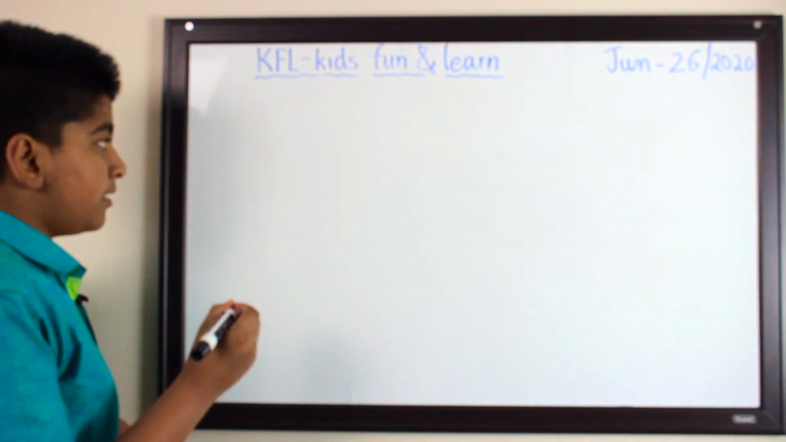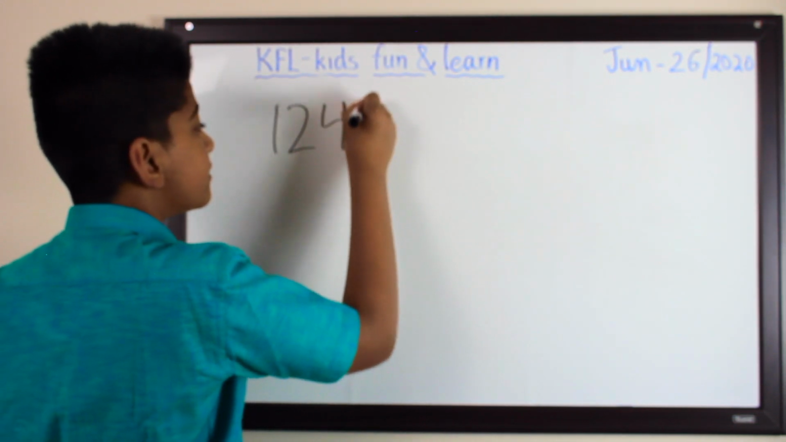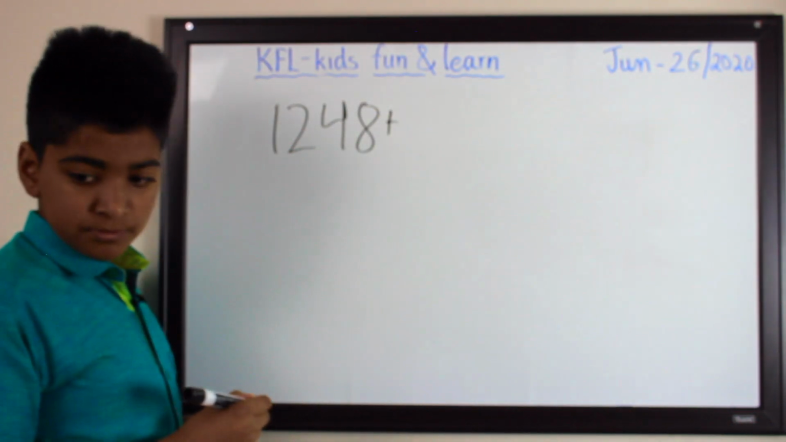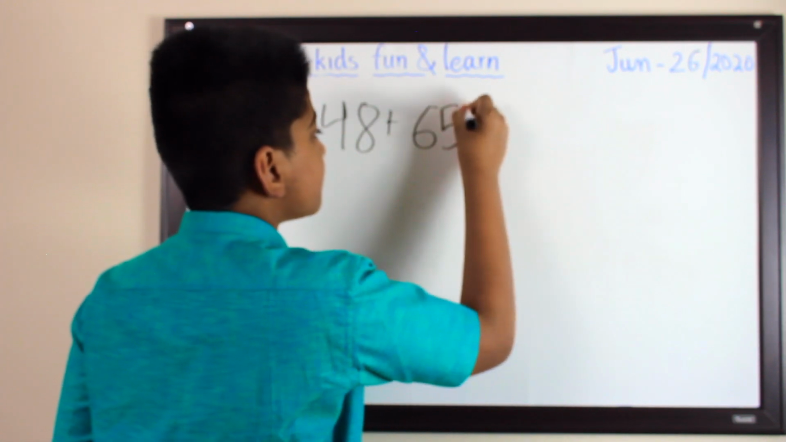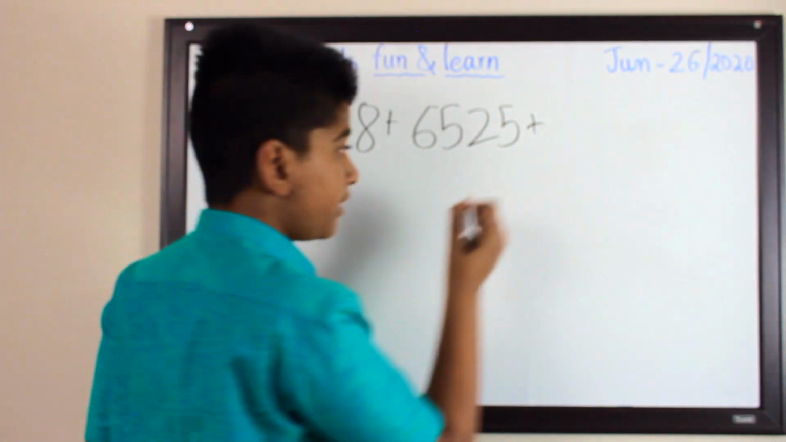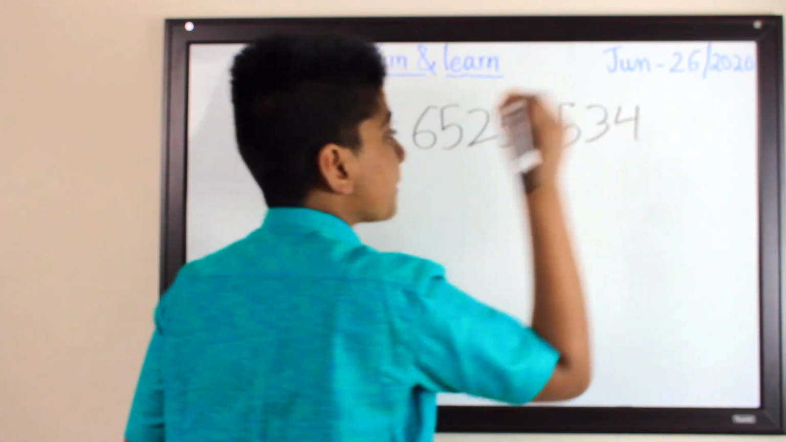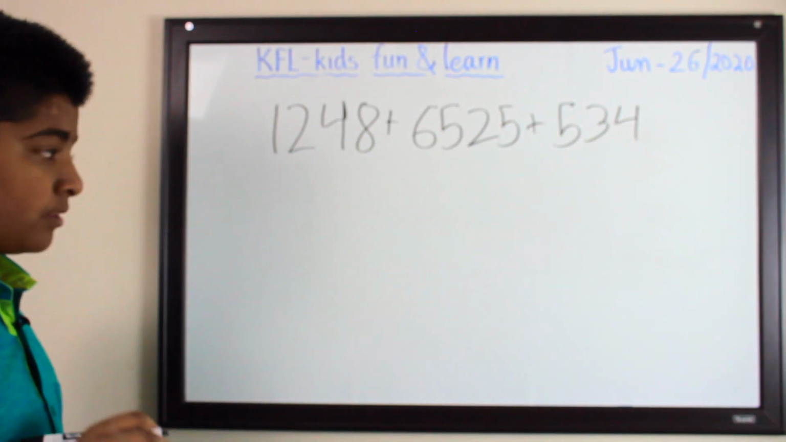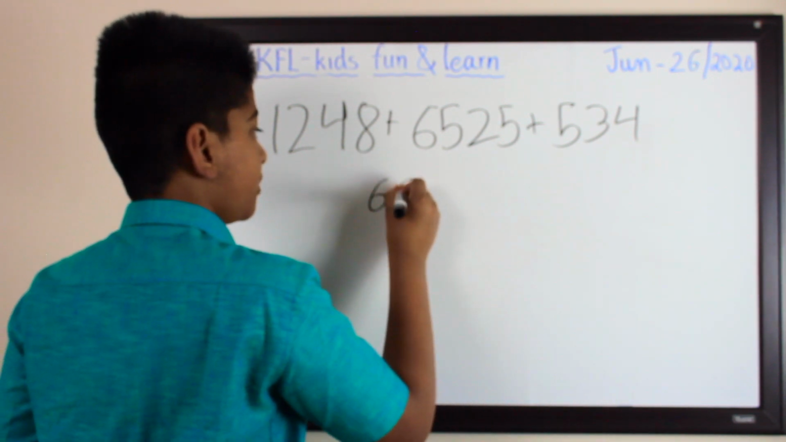So, I'm gonna do one more problem, okay? And this is gonna be like a bonus question. Let's try 1,248 plus 6,525 plus 534. Okay? So, exactly like before. Bigger number on top, smaller number on bottom.